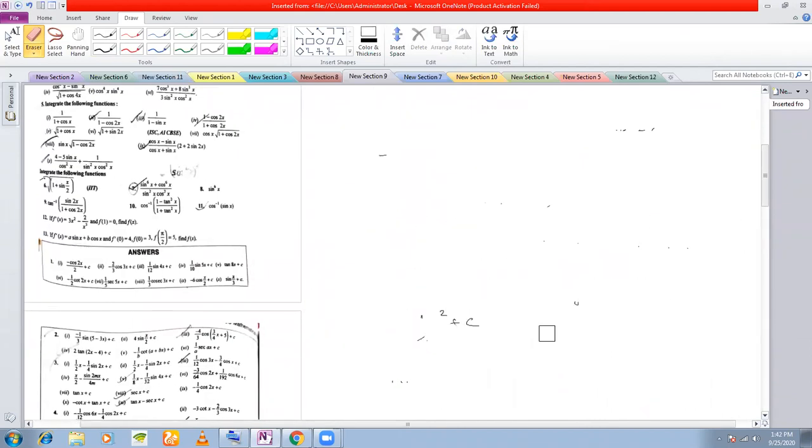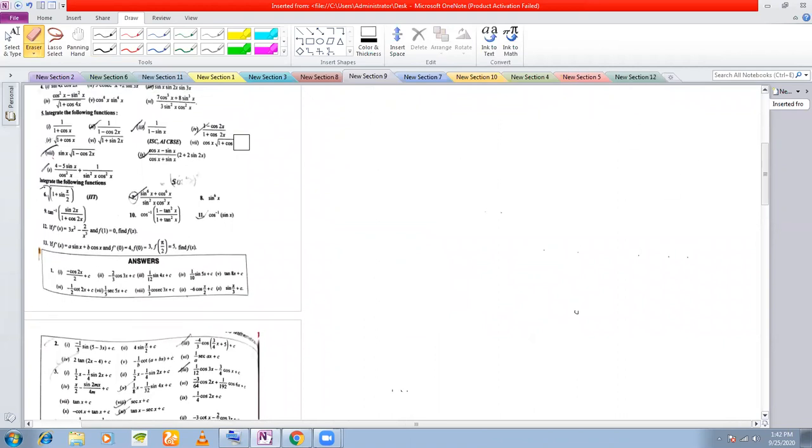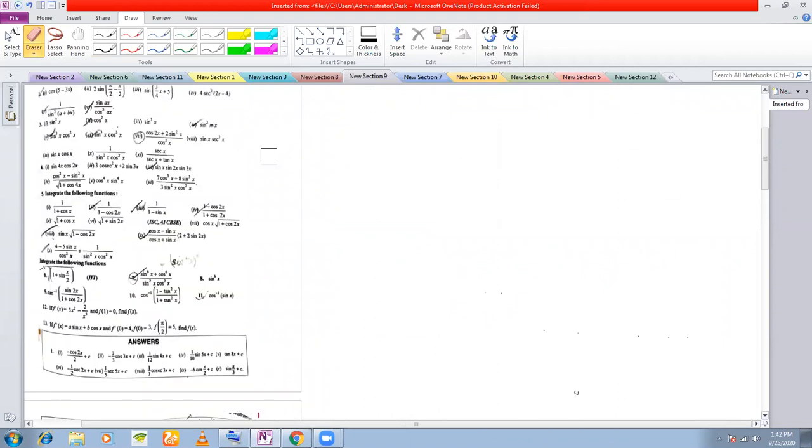Can you do number 11 on your own? This is just an application of inverse circular functions. Convert sine x to cos x, and cos inverse sine x will become x. Okay, so I'm not doing number 11. I'll be doing number 12 then.